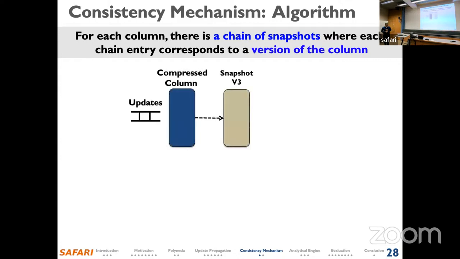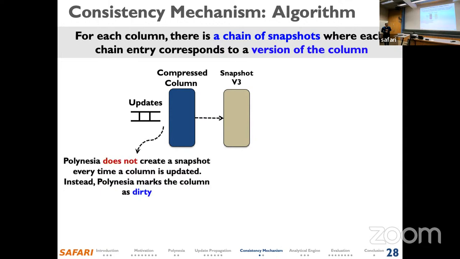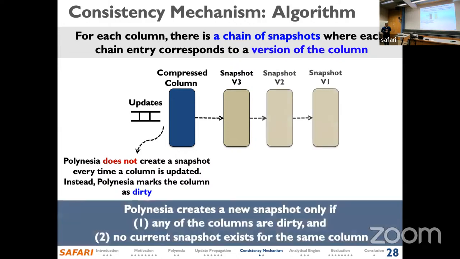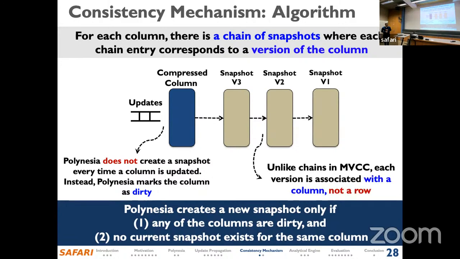The basic difference between one and the other is that the granularity is much larger here, which requires less movement of data. So we are not going to create a snapshot every time a column is updated. Instead, you're going to have a dirty bit for a column, and only when this dirty bit is set are we going to create a snapshot for that particular column. So unlike typical MVCC, each version is associated with a column, not with a row.